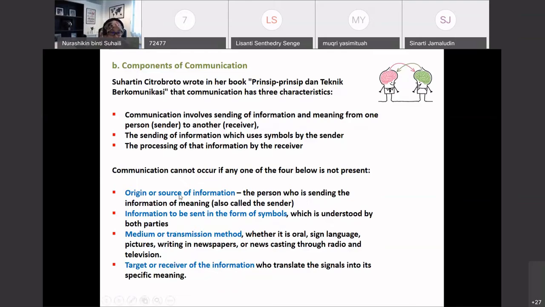and then the target or receiver of the information. Or before that, I forgot, the origin or source of information also relates to the person who sent the things, the person who owns the information and wants to communicate it. And at the end, there must be a receiver. There must be a target audience who will receive the information. Okay, so that's what communication should have, the important components.